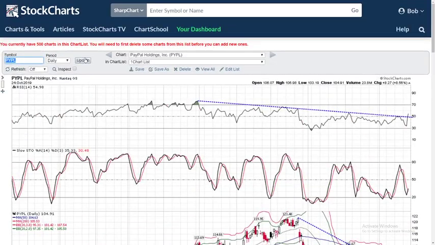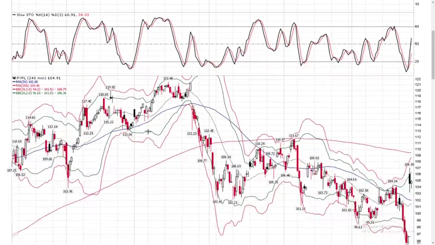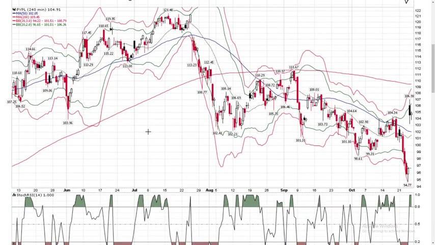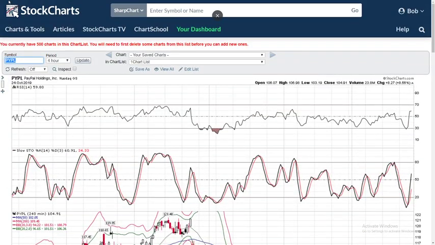So PayPal looking interesting. Let's drill down here, 4-hour basis. We held the gains yesterday. So I think this is going to be a market-driven play. If we begin to trade down today, I'm fairly confident that you'll get a retest yet again of the breakout point.